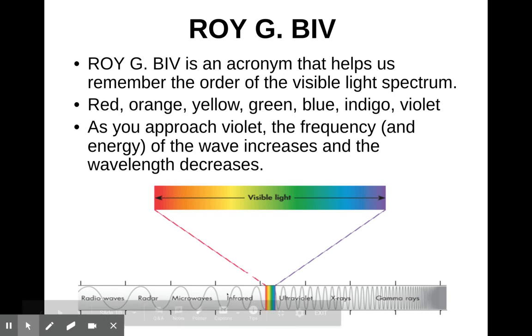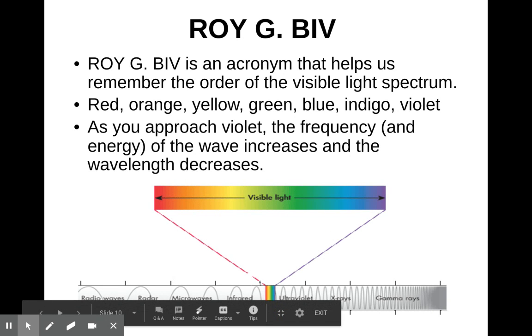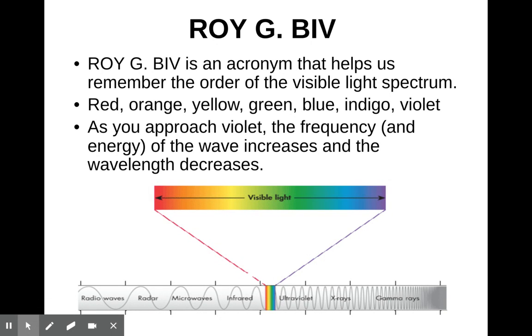So if you look at the spectrum down here, red is going to have the lowest frequency, and then it's going to be orange, then yellow, and green is going to be right in the middle. And then again, as we go higher in frequency, we're going to have less of a wavelength.